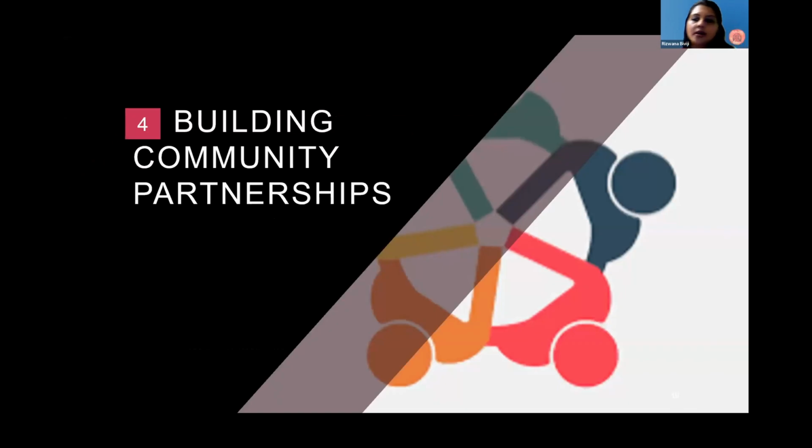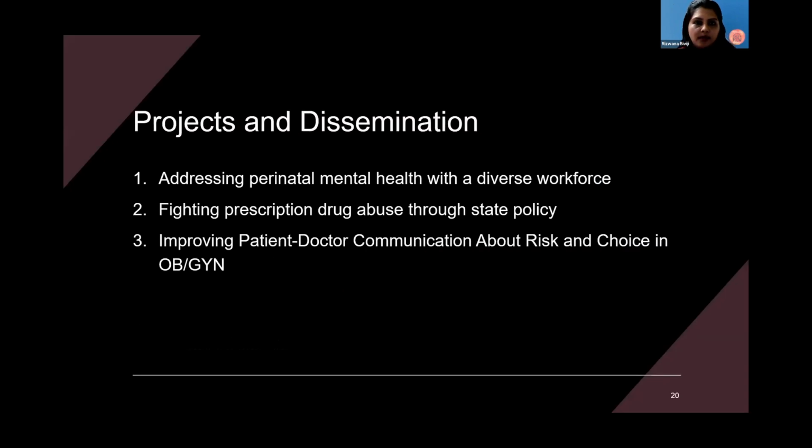Next, I jump in and talk about building community partnerships. Here I provide specific examples pertaining to academic and community partnerships by providing some personal examples of the work that I have done in this space. The first project, which is more current and recent, is addressing perinatal mental health with a diverse workforce. Second is fighting prescription drug abuse through state policy. Third is improving patient-doctor communication about risk and choice in obstetrics and gynecology.